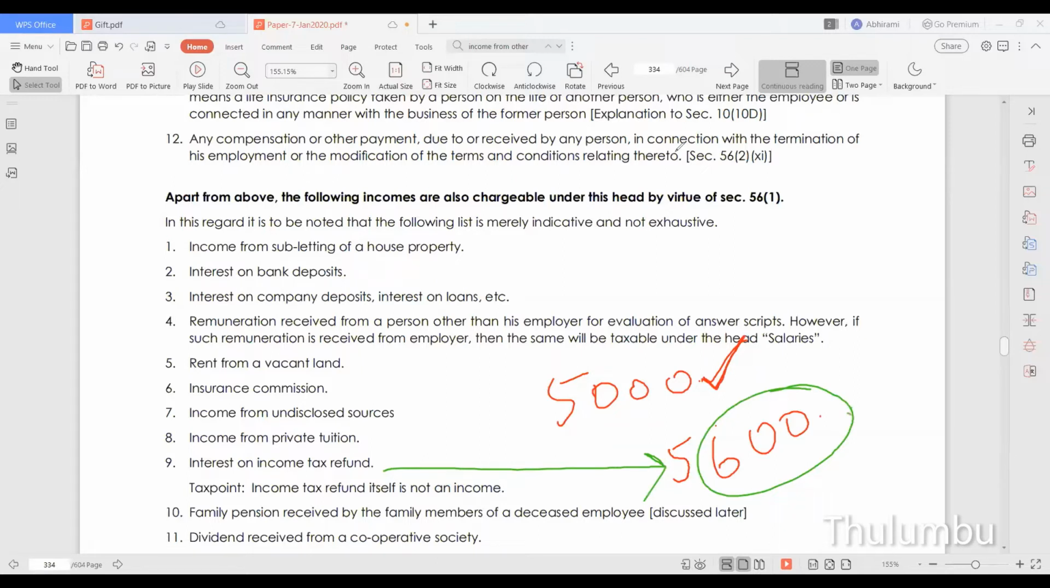So always remember, உங்களுக்கு ஏதாவது income tax refund receive ஆச்சுன்னா அதுல interest alone, only interest will be taxed under the head income from other sources. இந்த 5000 ரூபாய tax பண்ண மாட்டாங்க திருப்பி ரிசீவ் பண்றப்ப. Only 600 will be taxed as income from other sources. So அதுதான் income tax refund itself is not an income. இந்த 5000 is not an income. Only the 600 additional receive பண்ணிருக்கோம்ல, it will be taxed as income from other sources.